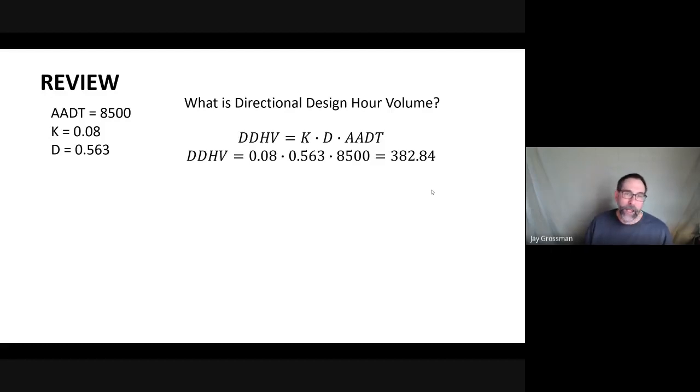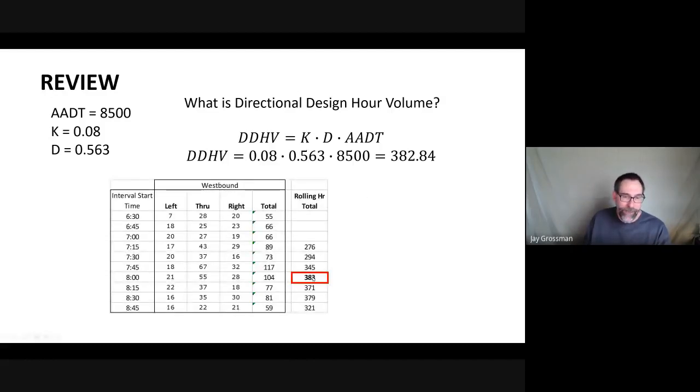What's our directional design hour volume now? If we went through that, we're just going to take K times D times the ADT, and that would be 382.84 in this case, would be our directional design hour volume. So we're just using that equation, right? And does that number sound familiar? Well, I hope it does, because that's exactly what this is.